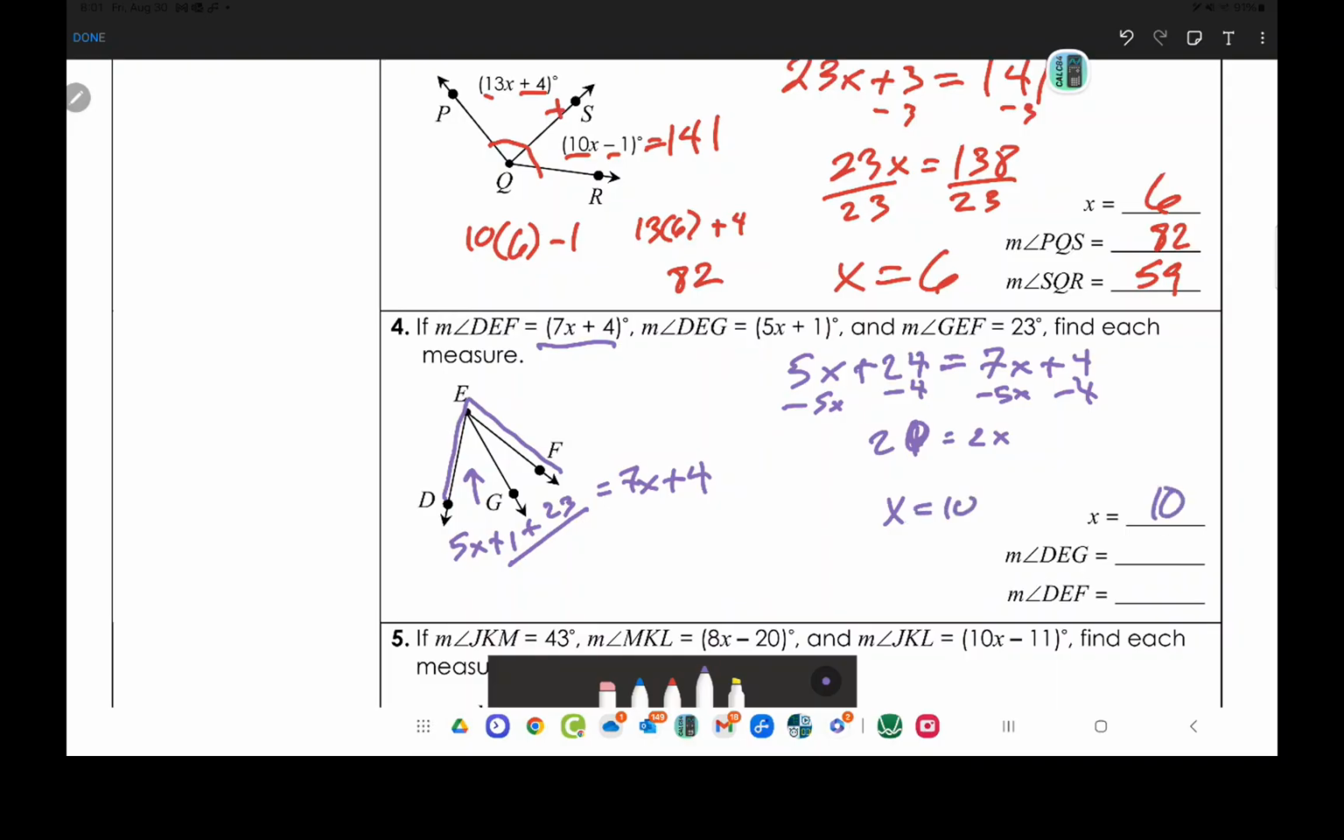So plugging that in, 5 times 10 plus 1 is 51. If I add 51 to 23, we get 74 degrees. You should always put the degree symbol there. It's easy to forget it sometimes.